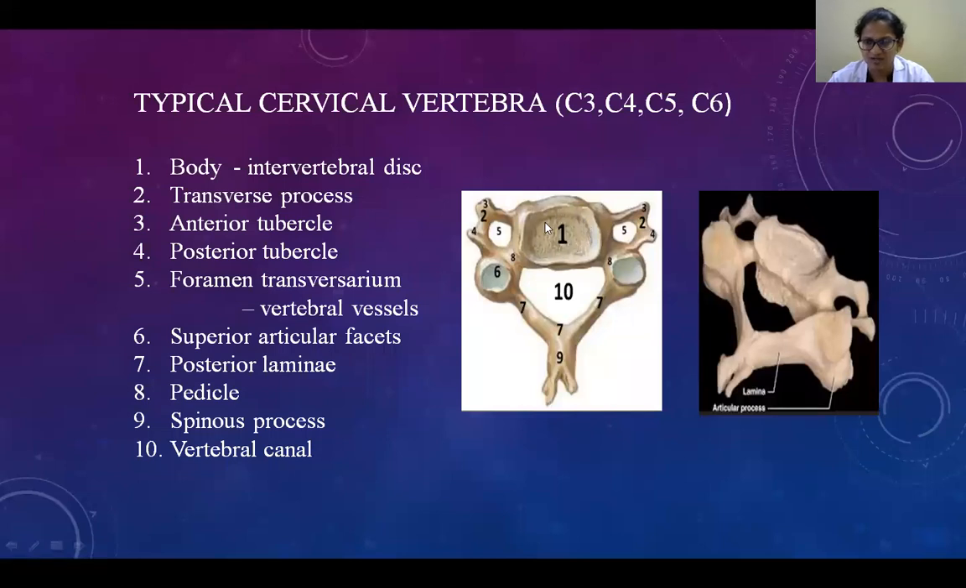This is about the body, which is transversely oval in shape. Transversely, the dimension is more when compared with the anterior posterior dimension. In the upper surface, at the lateral margins, there are raised lips. These raised lips are called Unckel's process.